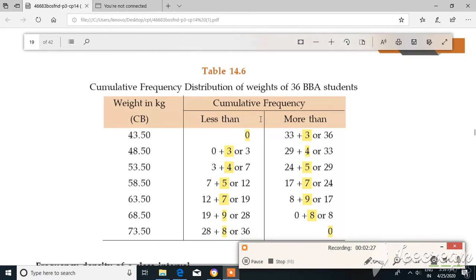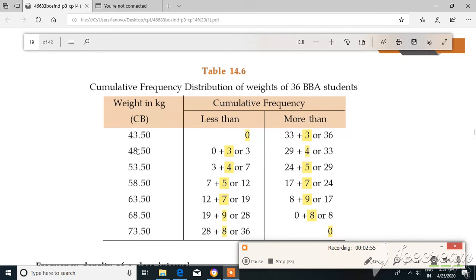Now how do we find that less than cumulative frequency? Less than cumulative frequency means how many observations are less than that particular value. Now here they have given class boundaries. So 0 is my first observation. There are 0 numbers which are less than this 43.5. So 0 you will write as it is.